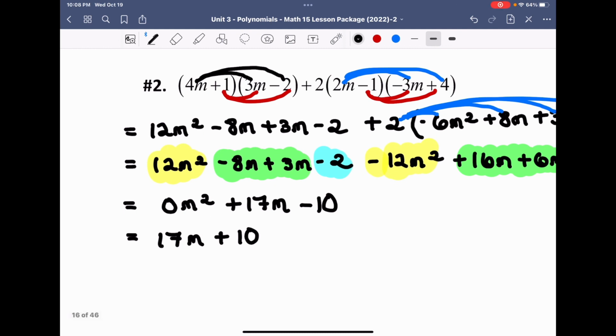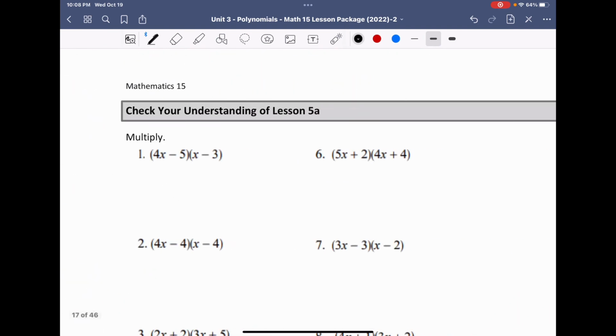All right, this is where you get to check your understanding.